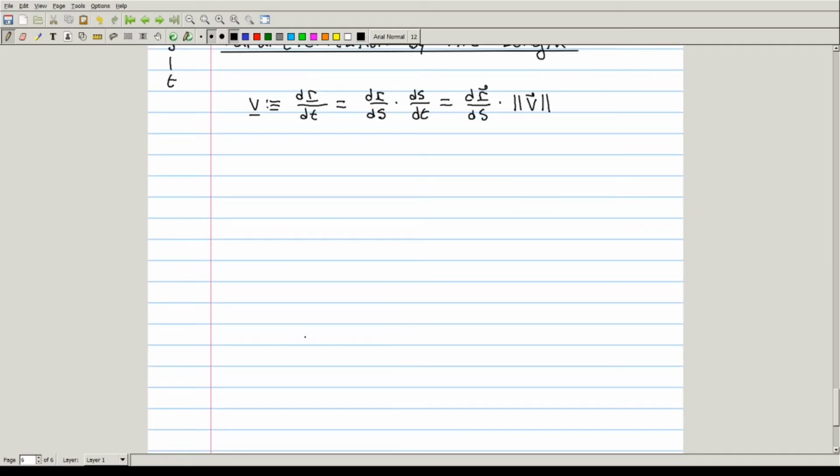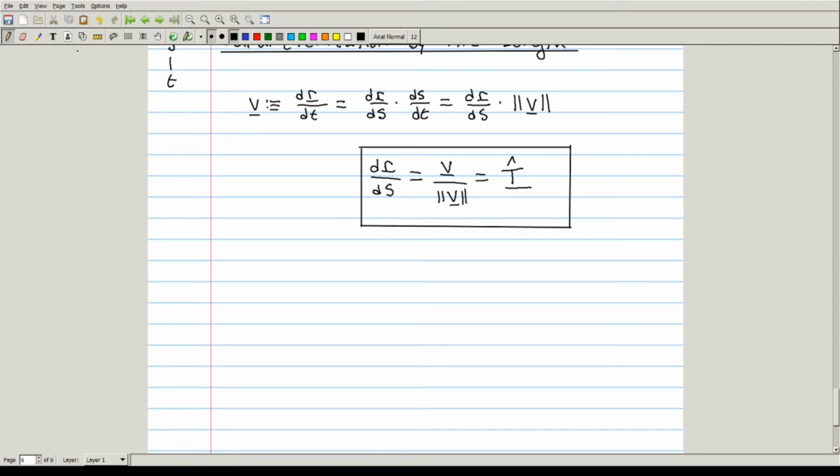And actually what this tells us is the following. If we divide both sides by the magnitude of the velocity vector, we have that the rate of change of position with respect to arc length s is exactly the same thing as the velocity vector divided by the magnitude of the velocity vector. And you'll remember that this is exactly how we defined the unit tangent vector. And we'll put a hat on it to note that it's a unit vector. So this is a very useful formula, and we'll see why in a little bit when we start talking about the acceleration.